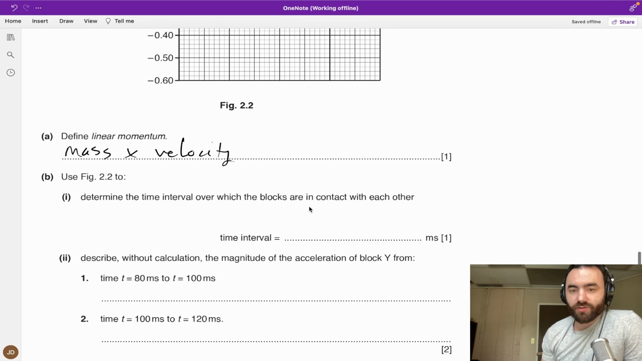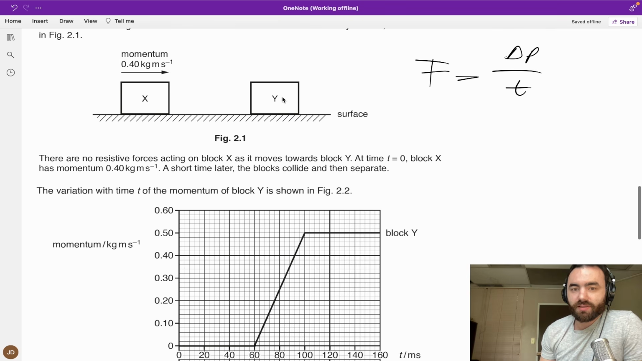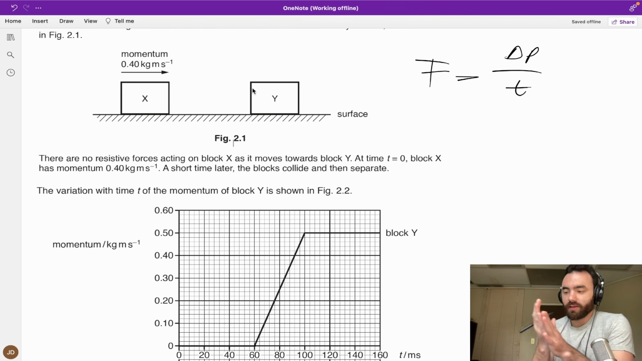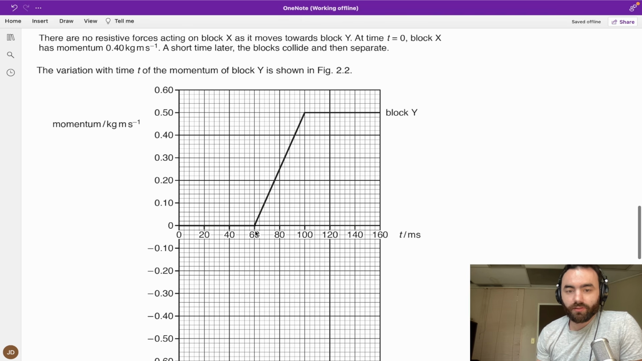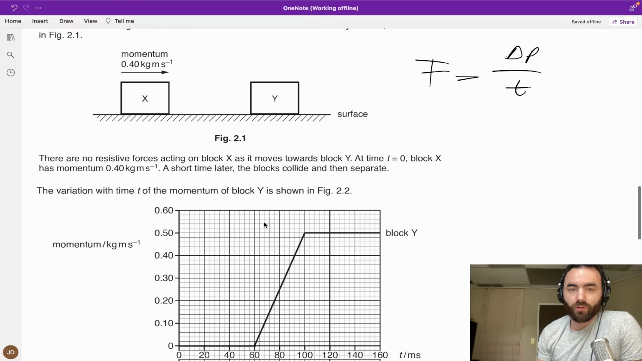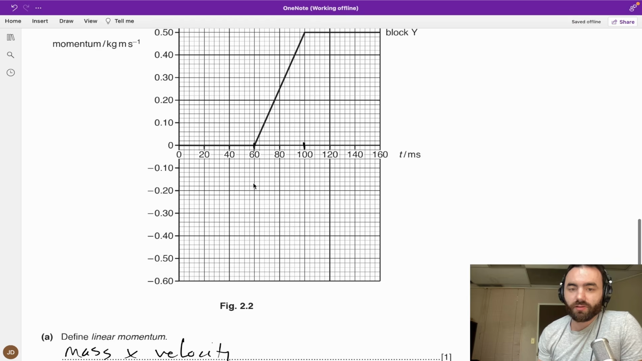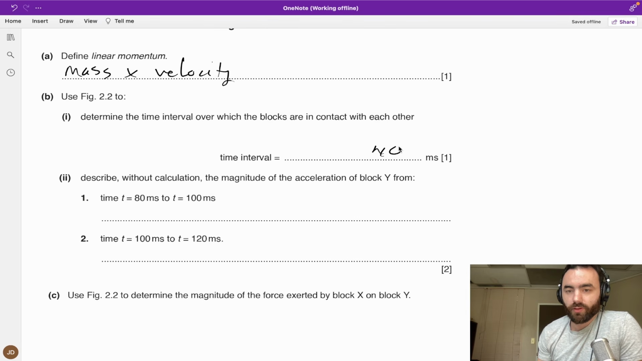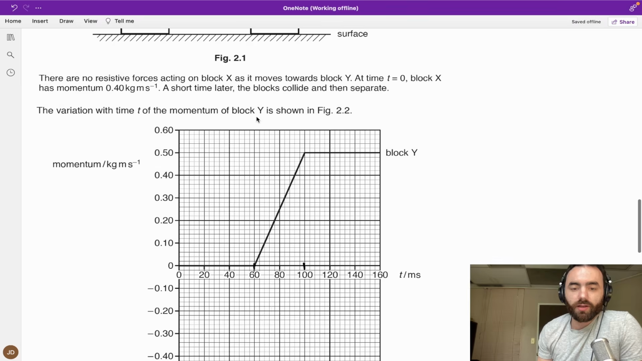Determine the time interval over which the blocks are in contact. Well, the blocks will be in contact when the momentum of Y is increasing, right? It initially has no momentum, it's not moving. When block X hits it, it's going to have some collision time. And so the collision interval will be as the momentum of block Y goes from 0 to 0.5 here. So it's this interval here, which is 40. You have to note that it's in milliseconds, so it's 40 milliseconds. Oh, they give you it, so 40. So when the momentum is increasing, that's the time in which they're colliding.